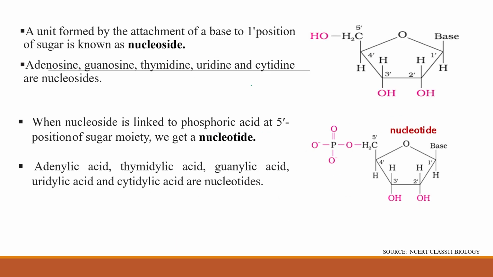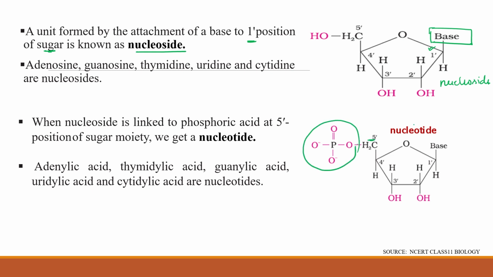Okay. So a unit formed by the attachment of a base to the first position of the sugar is known as a nucleoside. Means this is a ribose sugar, and this is the base. It comes and combines with the first carbon of this sugar. Now I can use the term nucleoside for the same. Nucleoside.